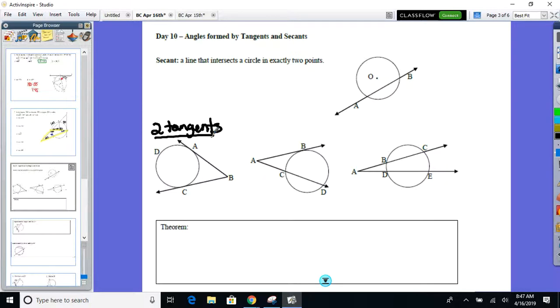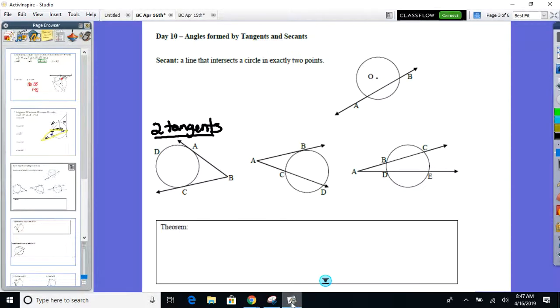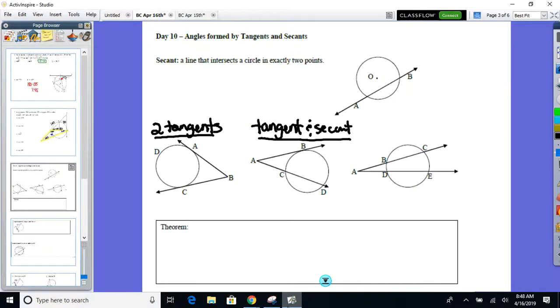How about my next diagram? How is angle A formed on the outside? What are those 2? Tangent and secant. Nice job. Perfect. And then how about this last one? How's angle A formed on this third diagram? 2 secants. Nice job. Good news. The outside angle is found the same way in every diagram.